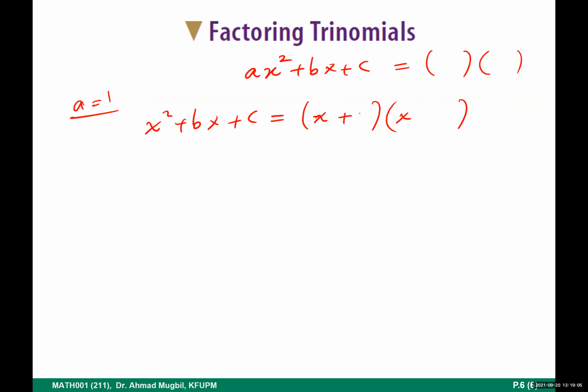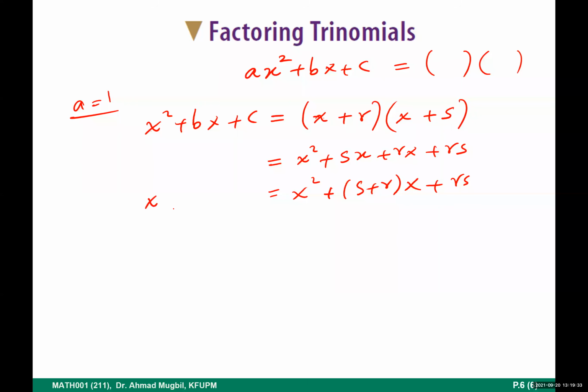Now I'm looking for 2 numbers, let's say r and s, such that if I multiply them, what will I get? x by x, x squared. x by s, it will be sx. r by x, it will be rx. r by s, it will be rs. Now let's simplify more. It will be x squared plus, taking x as a common factor here, (r plus s)x plus rs. Now if you compare this bx and this, what is rs? c. What is r plus s? It is b.